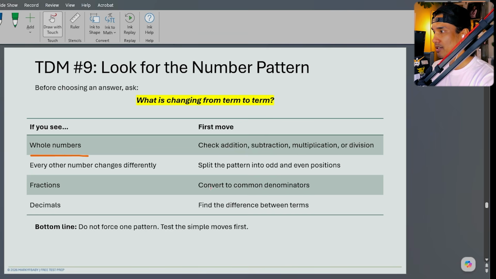If we're given fractions, convert to common denominators. Decimals, find the difference between terms. That's the only thing you could really do. Bottom line, do not force one pattern. Test the simple moves first.